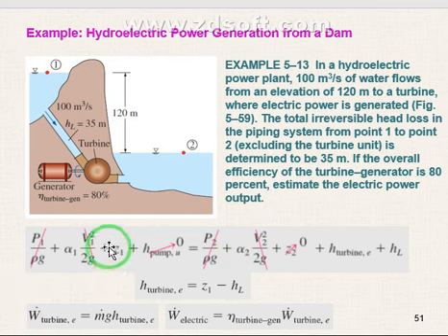So what do we have? We have Z1 here. Z2, we're going to assume our level here to be 0, so it's zero. We don't have any pump here. Do you see any pump here? No, we have just a turbine and we have HL. So the equation will be summarized that way.